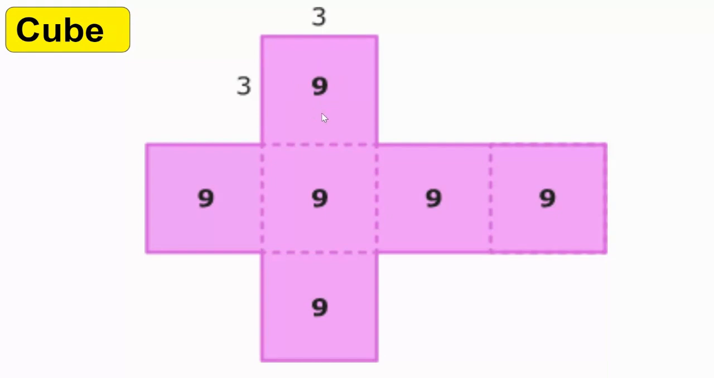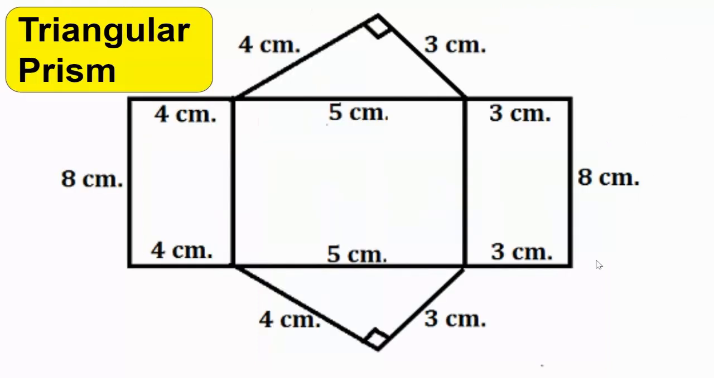But that's just for one side. We want to make sure that we're taking into account the whole surface, so all sides. So if we do 9 times 6, we're going to get the total surface area is 54 square inches. And remember, we want to do inches squared or square inches to represent our units.